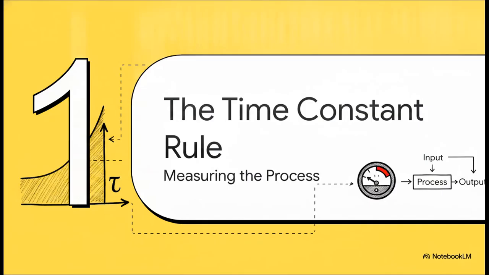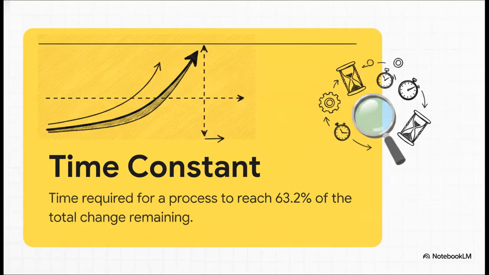All right, let's get into our next section, the time constant rule. So you really can't properly tune a controller by just guessing, right? You need a deliberate, exact measurement of how your process responds. And that brings us to the time constant, known mathematically as tau p. By definition, this is the time it takes for your process to complete exactly 63.2% of its remaining change. We usually measure this in minutes or seconds. It's essentially a speedometer for the process response.